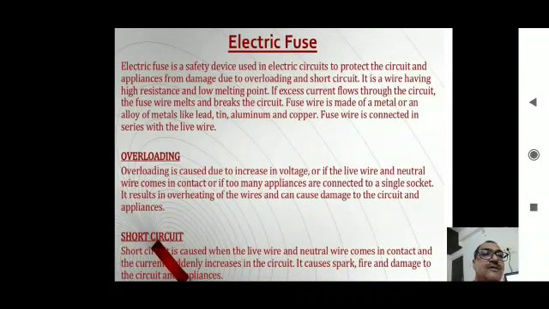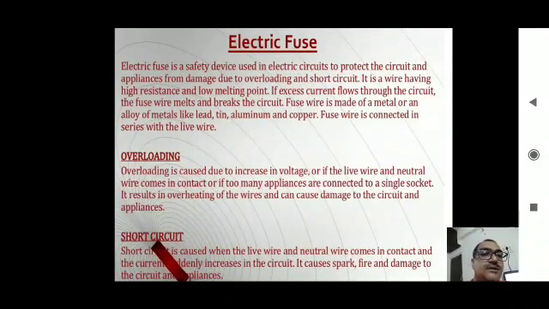It is a wire having a high resistance and low melting point. If the current flowing through the circuit exceeds the limit, the fuse wire melts and breaks the circuit. Fuse wire is made of metal or an alloy of metals like lead, tin, aluminum and copper. Fuse wire is connected in series with the live wire. So this way it should be connected, and it protects us from overloading and short circuiting. In common words, when fluctuation of power happens, it protects all our appliances and our household circuit.